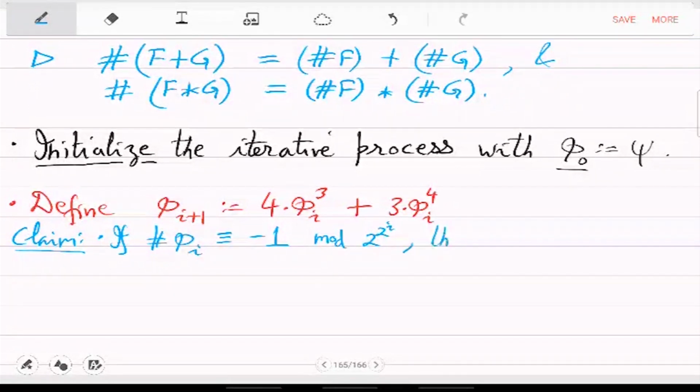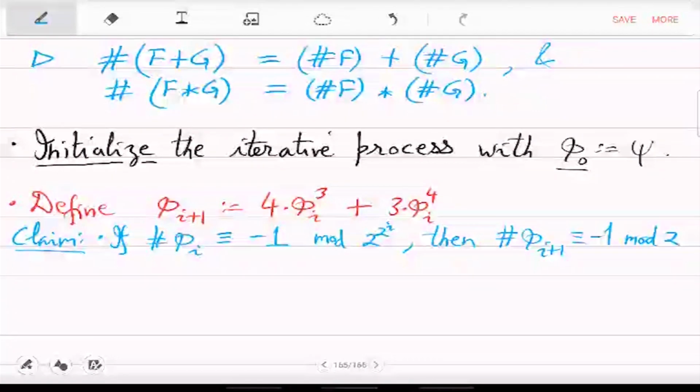Then the number of satisfying assignments of phi I plus 1 is also minus 1 mod a much higher modulus. Okay, so from 2 raised to I in the exponent, you are moving to the square of that, 2 raised to I plus 1. The modulus basically gets squared, okay, and the exponent gets doubled. So this is doubling the exponent, squaring the modulus.